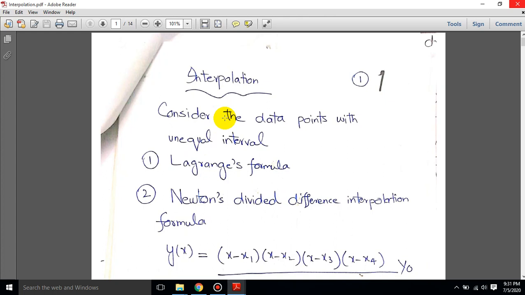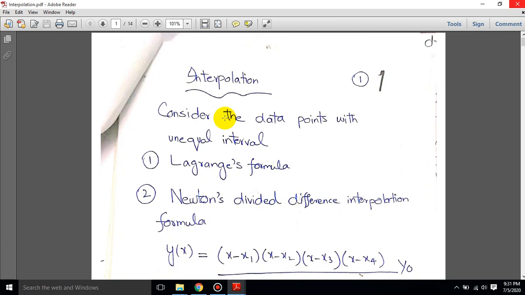Interpolation, as defined in numerical methods, is that from a given data we want to calculate the result at a specific point. If these points lie within the data, this is called interpolation, and if the points don't lie within the data, this is called extrapolation. We're not going to discuss extrapolation here. In our course we're only going to talk about interpolation.